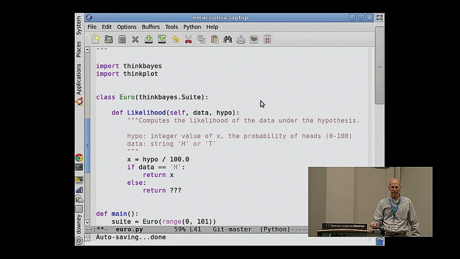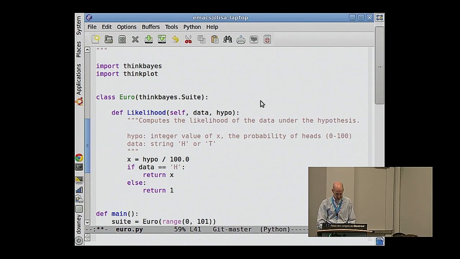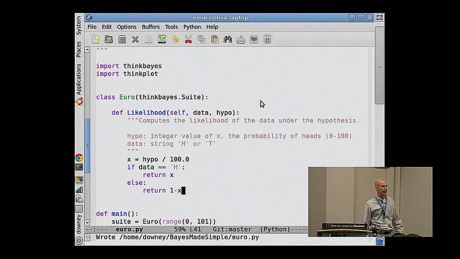And the answer is x. So that's the first part. And then the second part is if the probability of getting heads is x, what's the probability of getting tails? 1 minus x. And that is, in fact, the likelihood function for this scenario. The way I've written it is not very error-proof. I'm assuming that the data is always either heads or tails, and that x is always between 0 and 100. But if that's the case, then this should work.